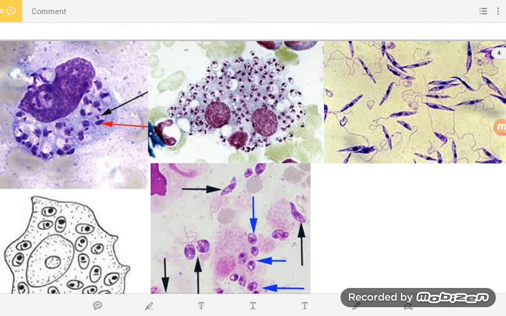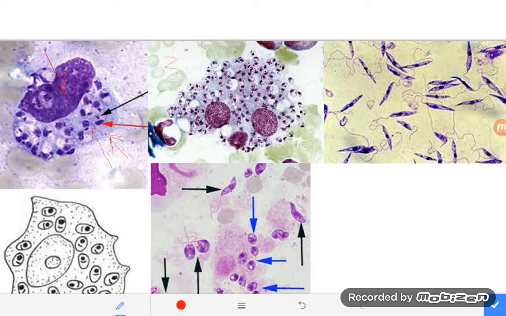Here you can see the different stages of the haemoflagellate. The first picture explains the amastigote form inside the macrophage. The dark purple color indicates the nucleus of the macrophage. Here the arrow marks show the amastigote form. This is the cytoplasm of the macrophage. The second picture is also the same. The third one is the promastigote form, which we normally see in culture and the vector.